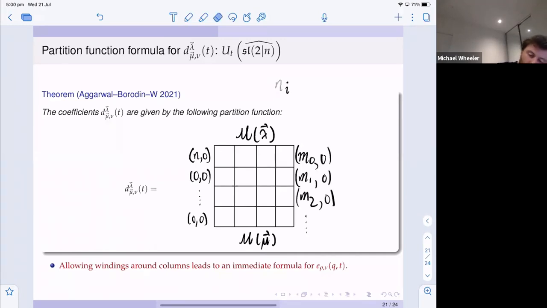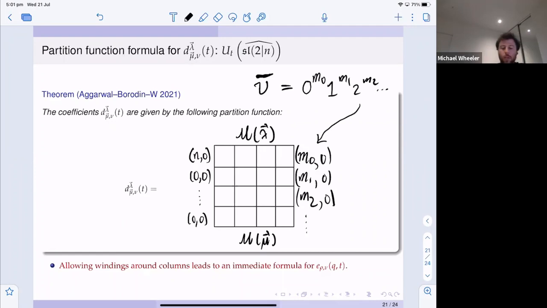So let me write it explicitly. I take my partition nu. Actually, I have to perform some complementation of the partition, and then I express it in the multiplicative form: 0 to the m0, 1 to the m1, 2 to the m2, etc. And then I put those m's into this boundary here. So this is just an encoding of nu, or nu bar, if you like.